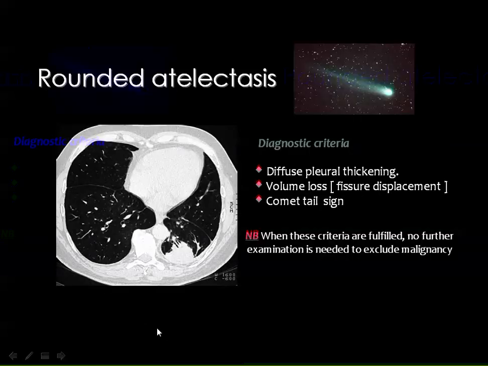And this is also a case of round atelectasis, and you can see it's hardly mistaken for lung cancer. The diagnostic criteria include diffuse pleural thickening, which is very important, volume loss, which is very important also, and the comet tail sign, which is the radiating opacities from the inner surface of the lesion. When these criteria are fulfilled, no further examination is needed to exclude malignancy, like the CT-guided needle biopsy, for example.